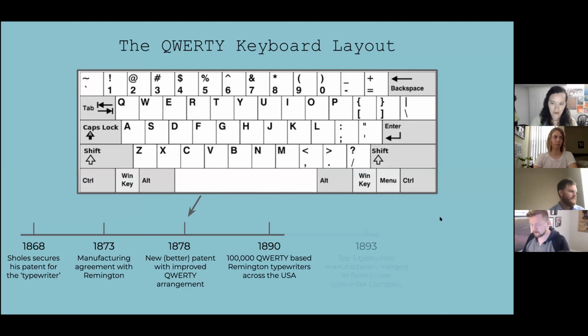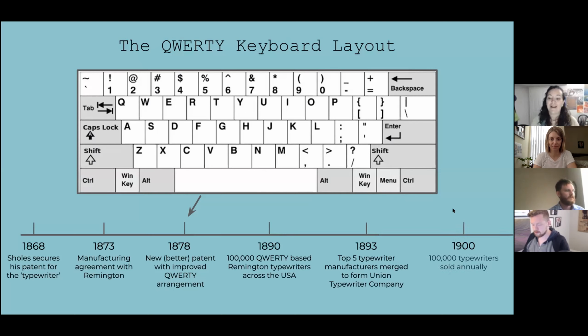Three years later, the typewriter cartel was formed. The top 5 typewriter manufacturers joined together to make the Union Typewriter Company, using QWERTY as their standard. And by 1900, there were 100,000 typewriters being sold annually. So that's several million typewriters that were out there at that point. This really solidified QWERTY as technology continued to grow and build.